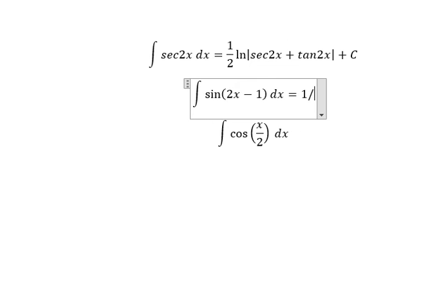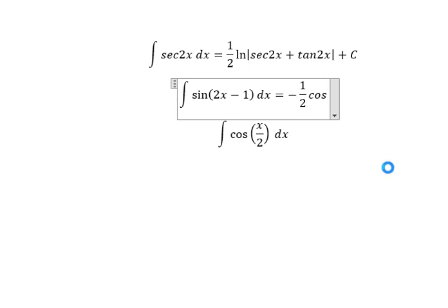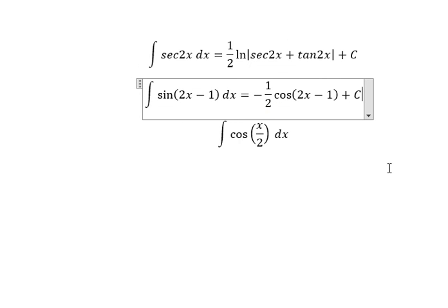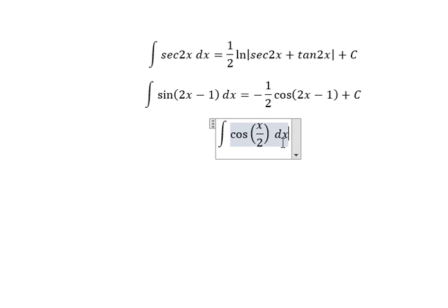Similar for this one, we have 1 over 2. But this is sine. The integration of sine, we have negative cosine of 2x minus 1. Similar for this one. 1 divided by 1 over 2, you got 2.